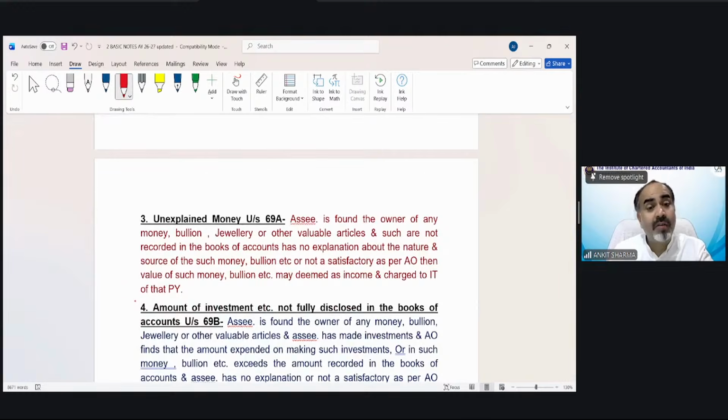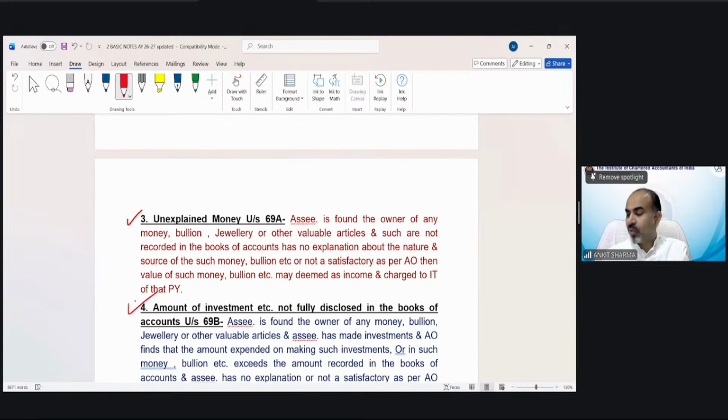Third point. Now in the first point there was an entry but not the money. But in the third point, now there's money but not the entry. So if money has been found at your premises, office, etc., which is not in your books of accounts, that would of course be a case of black money.